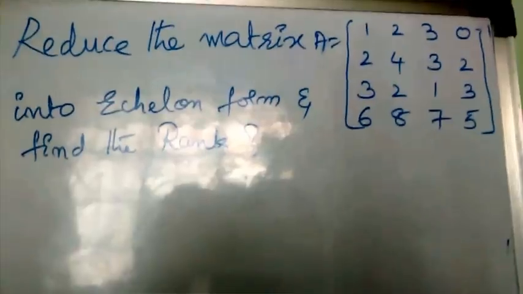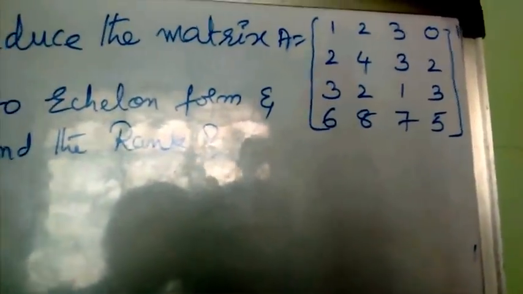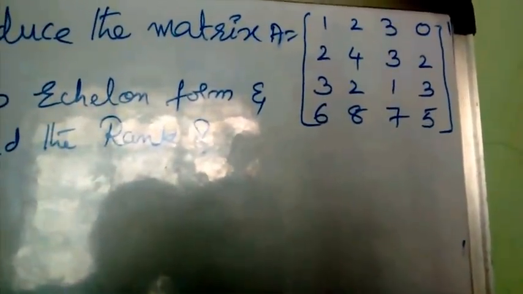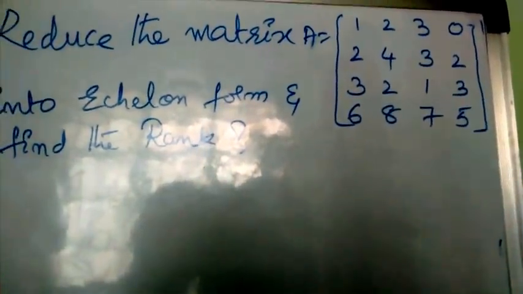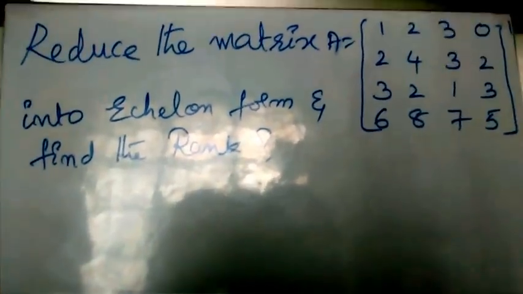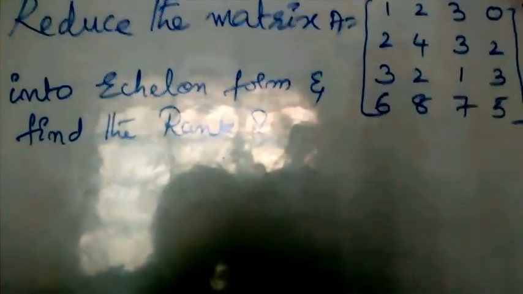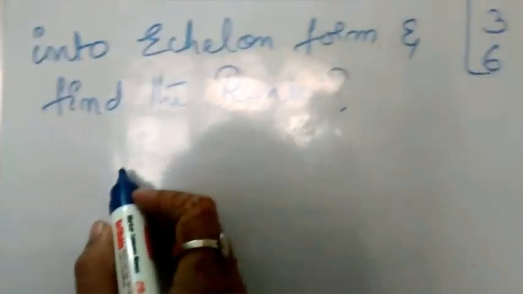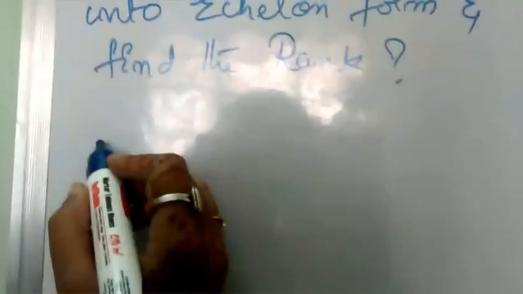If you see the problem, it will be more clear. Let's see the problem. Reduce the matrix A, which is a 4 by 4 matrix, 1 2 3 0, 2 4 3 2, 3 2 1 3, 6 8 7 5, into echelon form and find the rank of the matrix. We have to make the lower triangle equal to 0 by using row operations, and here we cannot use column operations, only row operations.